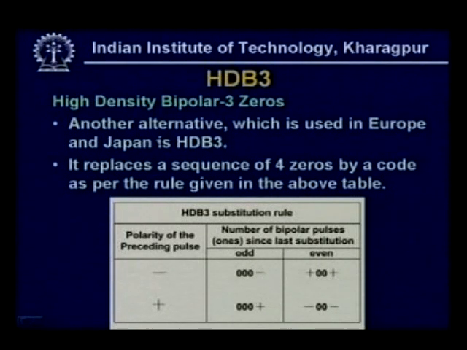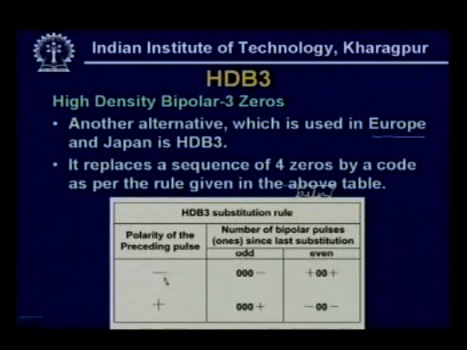Now, another alternative code is the high density bipolar 3 zeros, HDB3, and this particular alternative is used in Europe. The previous one was used in America. This is particularly used in Europe and Japan. So, it replaces a sequence of 4 zeros by a code as per the rule given in the table below, not above, but below. So, here as you can see, it also depends on the polarity of the previous pulse.